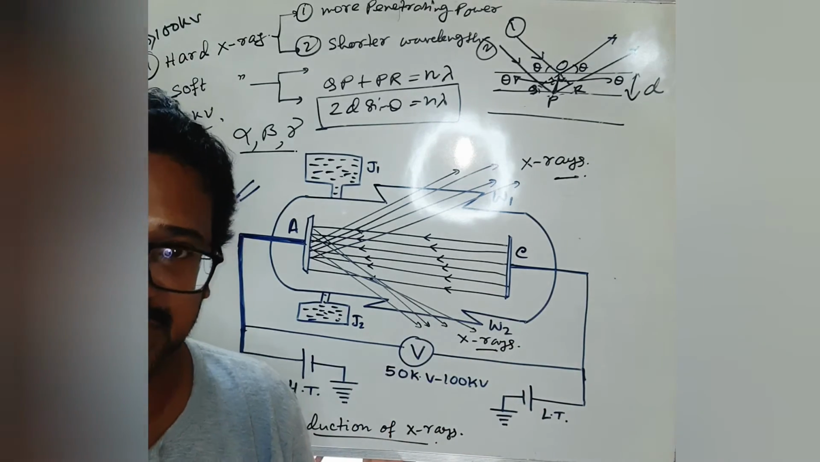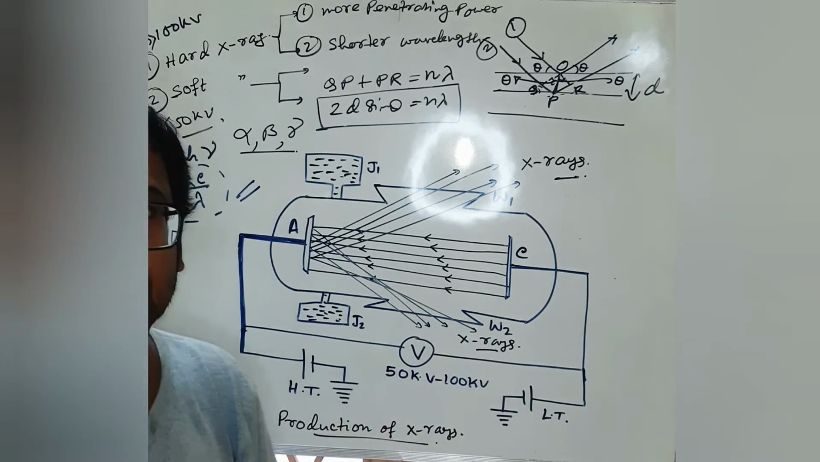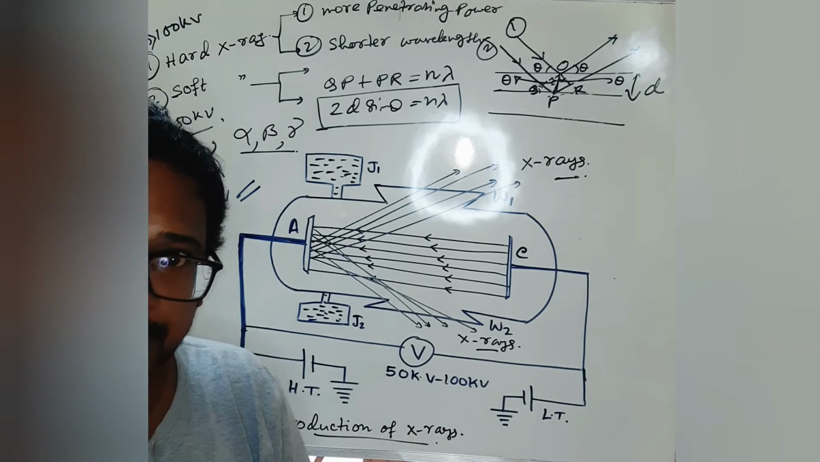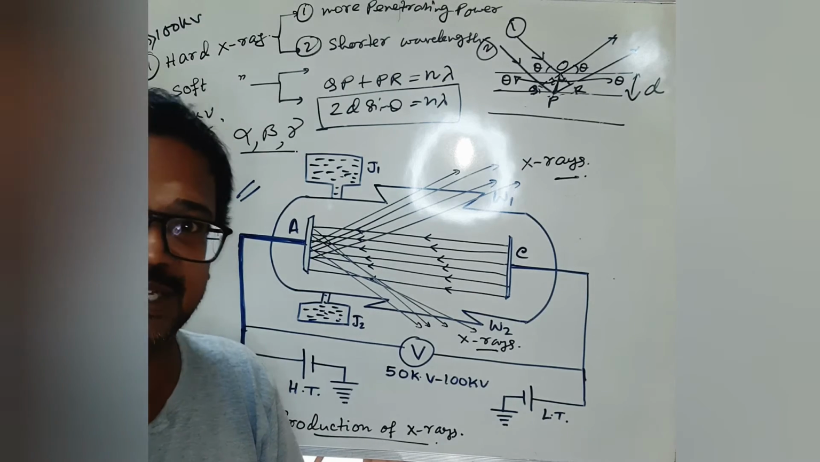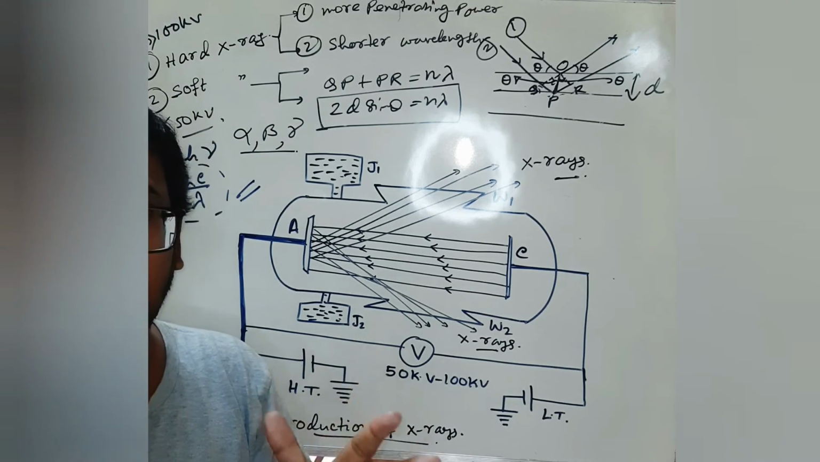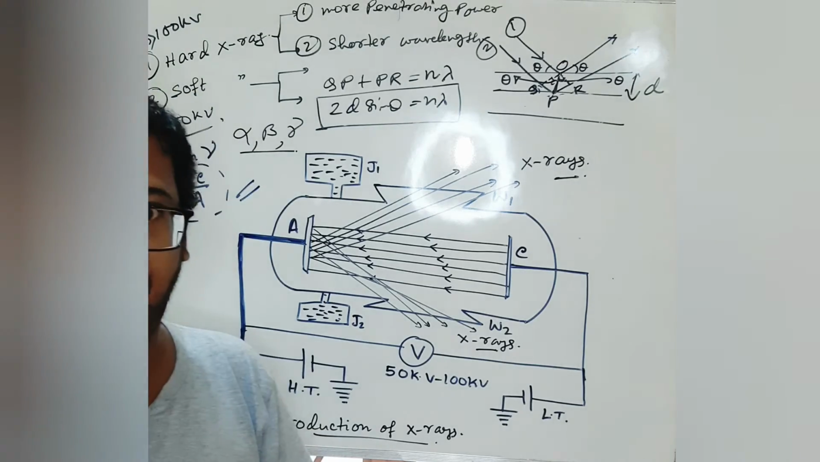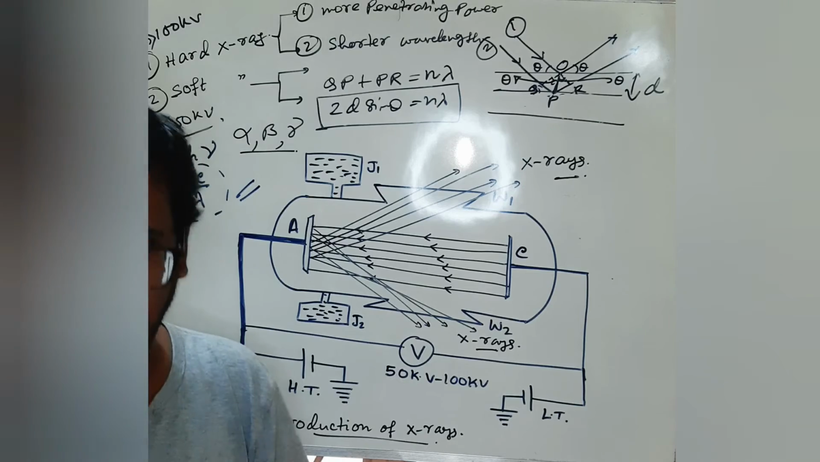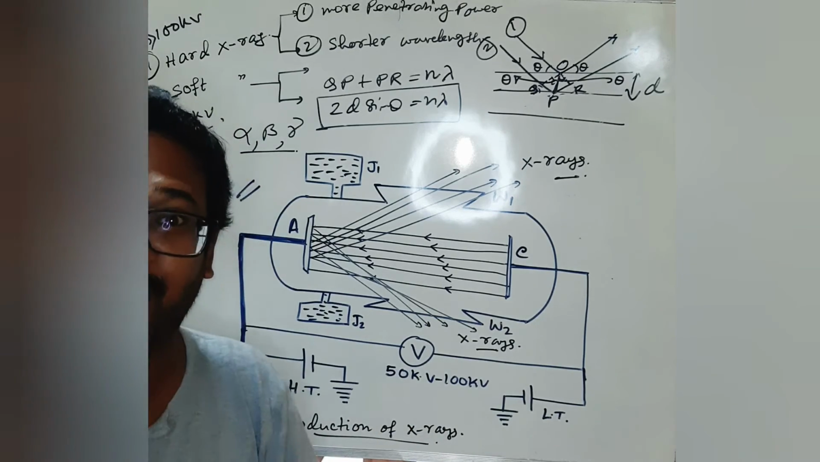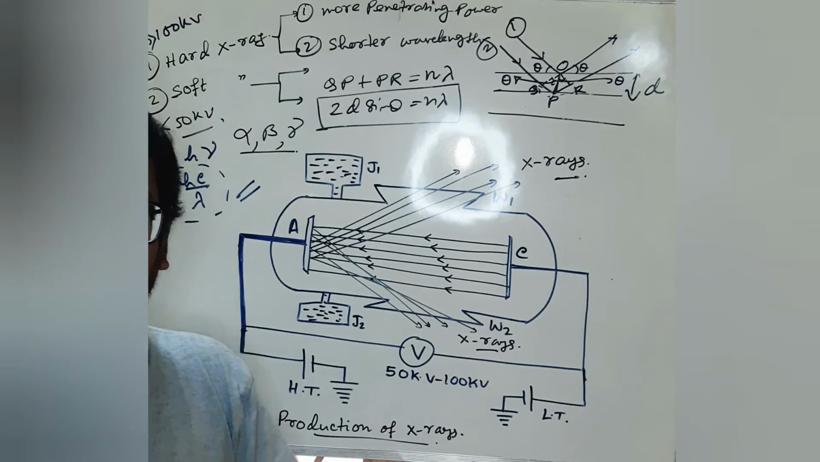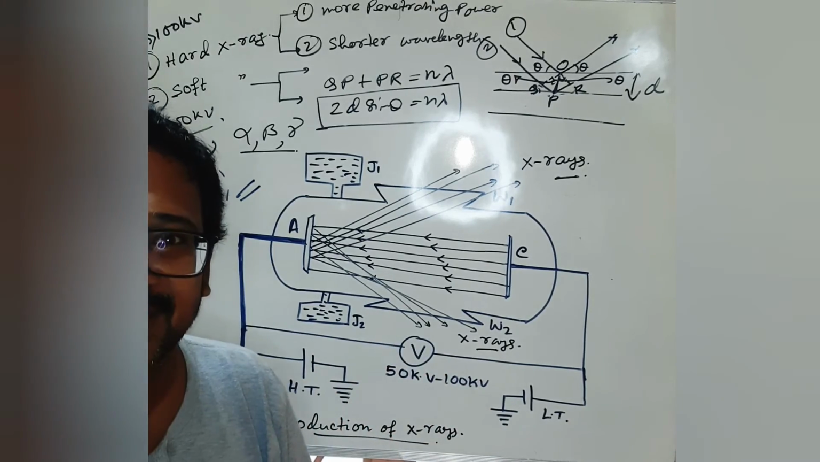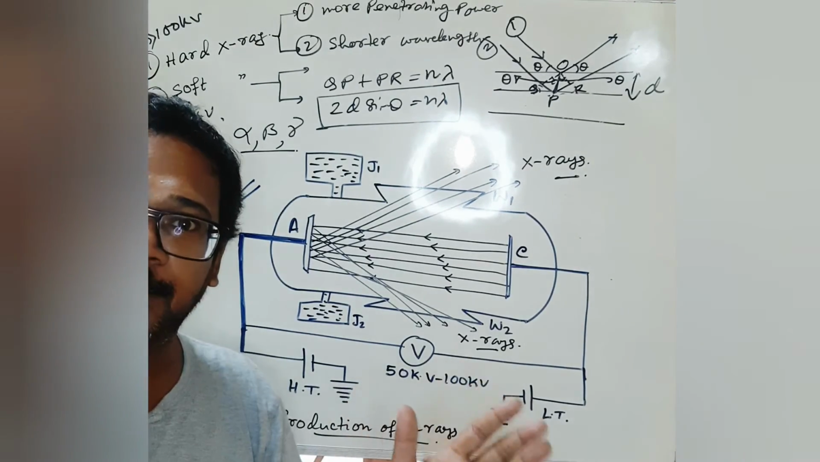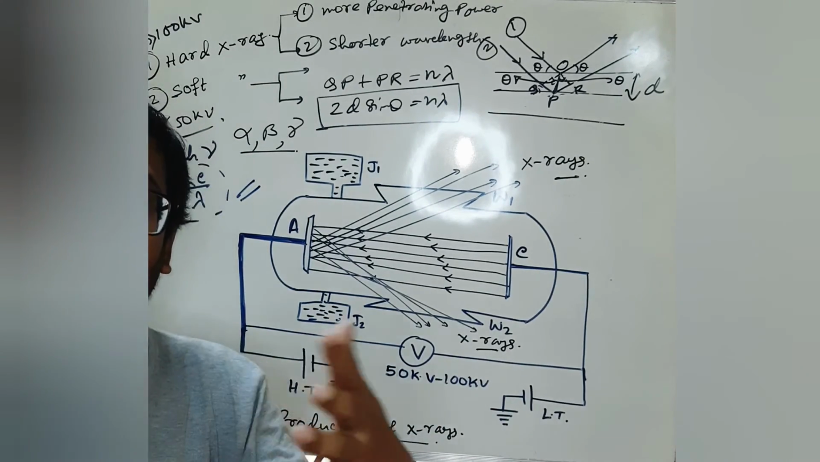From that evidence, Henry Moseley, who was working on characteristic X-rays, came to a phenomenal conclusion that atomic number is directly dependent on the frequency or wavelength of the X-rays. From that he concluded that the periodic properties, or the physical and chemical properties of the elements, are a periodic function of increasing atomic number.